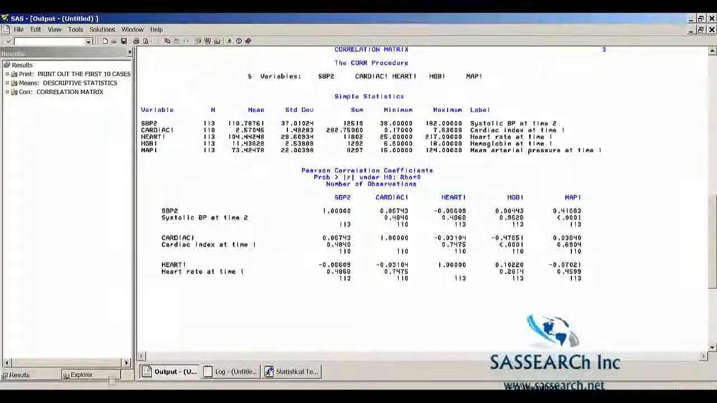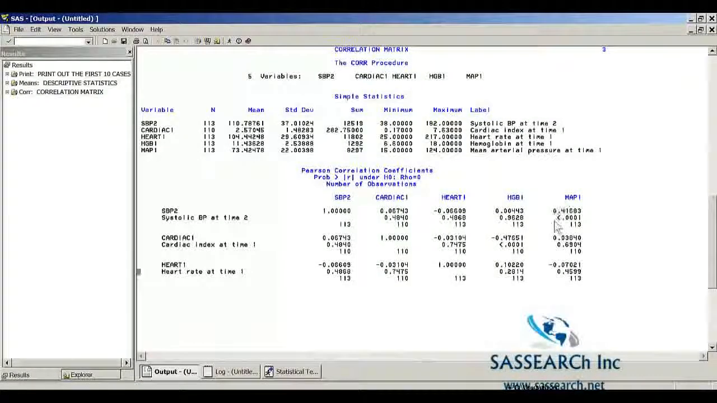Here we see the full output from PROC CORR. So first of all, we start out by just seeing some simple statistics on the variables that were included in the procedure. So we have the number, the mean, standard deviation, sum, minimum, maximum, and the label. And then we see that by default, SAS gives us the Pearson correlation coefficients. And notice that our first row is the actual Pearson correlation coefficient.